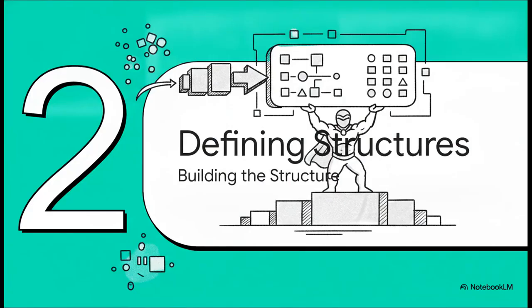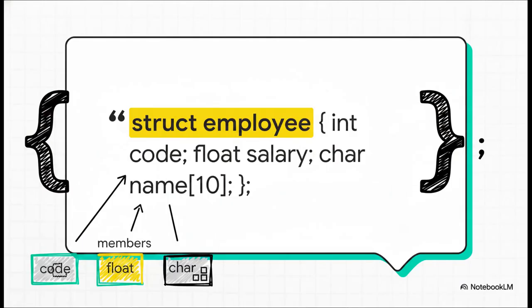Section 2. Defining and initializing structures. To solve this mixed data problem, we introduce our new hero, the structure. By using the struct keyword followed by a name, like employee, we are literally creating a brand new custom data type. Inside the curly braces, we define the properties line by line. We've got an integer for their code, a float for their salary, and a character array for their name. Every single one of these individual pieces is called a member. Oh, and see that semicolon right after the closing brace? Do not forget that. It's a classic beginner trap.